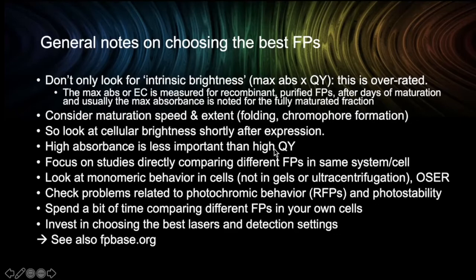High absorbance is less important than high quantum yield, because you can just use a more intense laser if your extinction coefficient happens to be a bit lower. But quantum yield you cannot change in the microscope. After you have excited the molecule, the quantum yield determines how much fluorescence comes out of your FP. So, if you want to compare fluorescent proteins, focus on studies that directly compare different fluorescent proteins in the same systems and cells. Many of the labs that have contributed nice FPs typically describe their own FP, but then cite all the other values from the literature. I think it's really good to compare them directly side by side in any publication. So look at the monomeric behavior in cells, not in gels, not in ultracentrifugation, not on gel filtration columns.